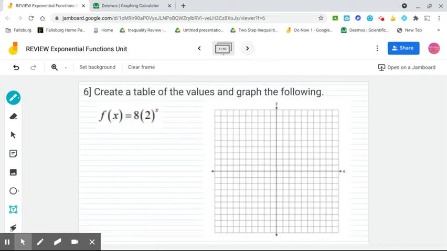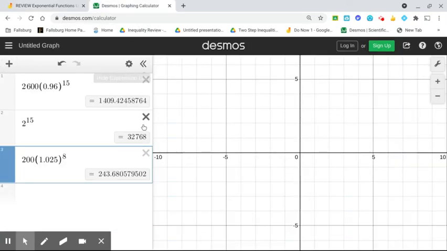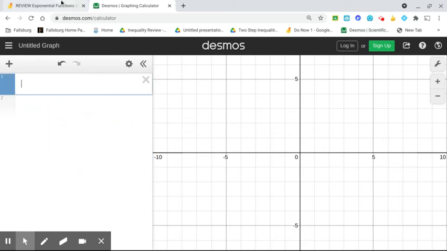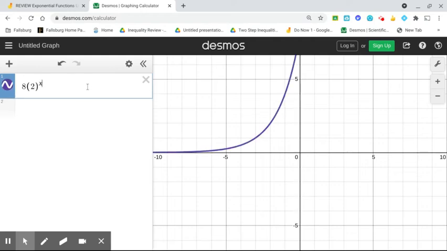Number 6, create a table of the values and graph the following. So we have an exponential function. I know it's exponential because the exponent is a variable. We have 8 times 2 to the power of x. So I'm just going to come to my graphing calculator, and I'm going to graph it in there. So 8 times 2 to the power of x.